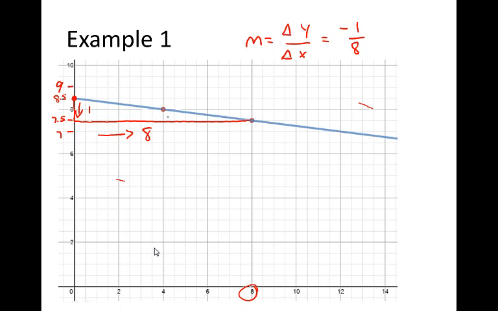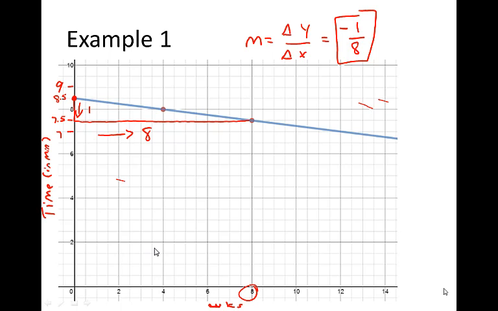Now I could have picked any points on here. This one here would have given me a fraction. I would have gone down 1/2 over 4. You still get -1/8, but it involves having to reciprocate and multiply a couple fractions, and that gets a little tricky. Avoid that when I can. Okay, so here's our slope. But really the more important part of this is, what does this slope tell me?